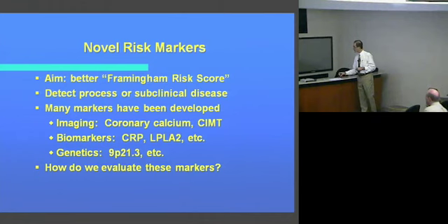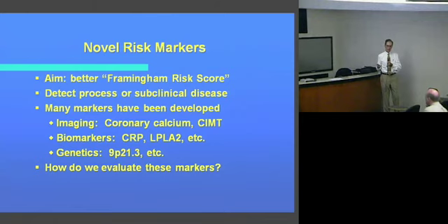So there's a lot of interest in doing a better job at improving on Framingham risk markers, the Framingham score or other existing risk markers. And we're trying to detect the disease process or subclinical disease. And there's a lot of new technology around this that is developing these new risk markers from advanced imaging.